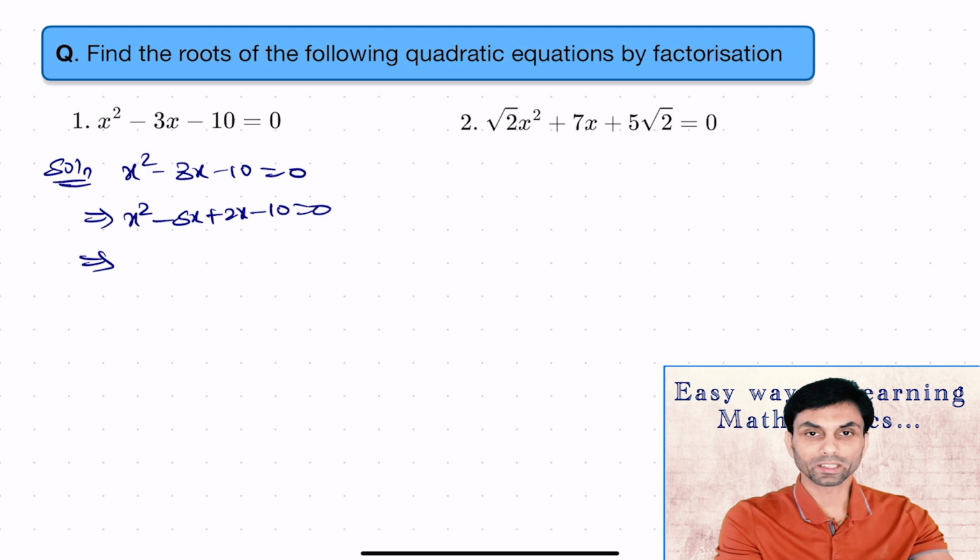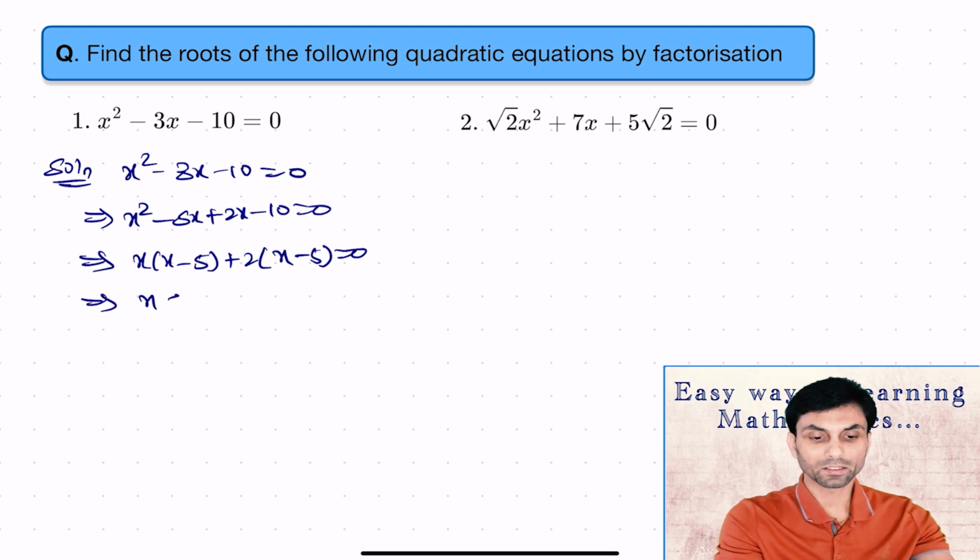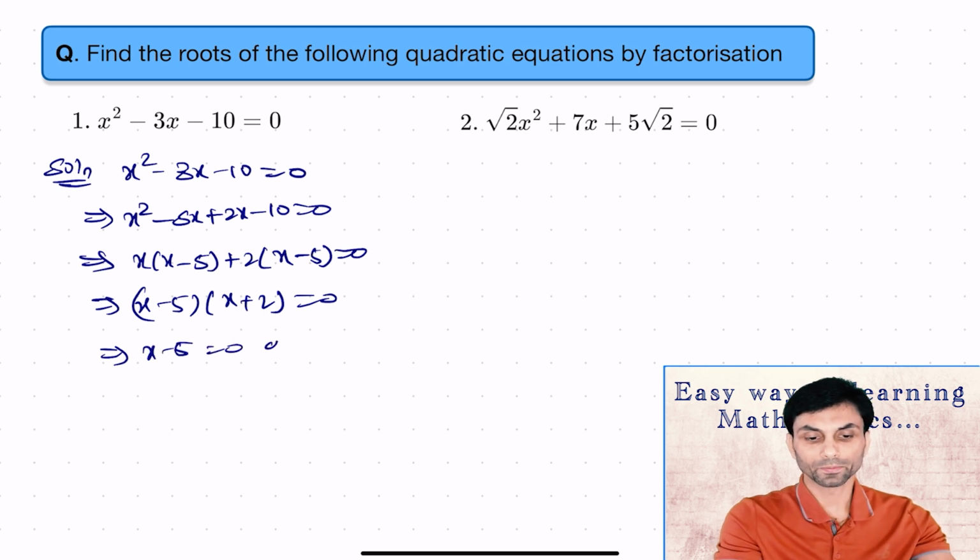Now grouping the terms, we'll get x common from the first two terms plus 2 common from the next group of terms. It will be x minus 5 equals to 0. That means it will be x minus 5 into x plus 2 equals to 0. And on equating each factor to 0, we'll get the value of the roots.